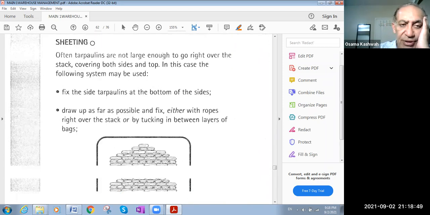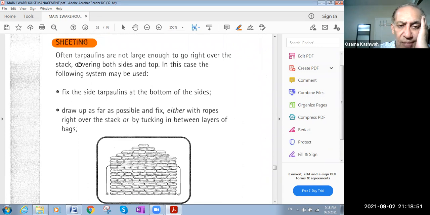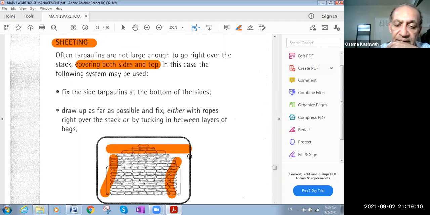Sheeting, we talked about the sheeting itself before. We have to cover both the sides here and the top. Those must be covered. So your cover is not only on the top itself. It should also be here in this area to cover the sheets in this area as well, not only on the top.